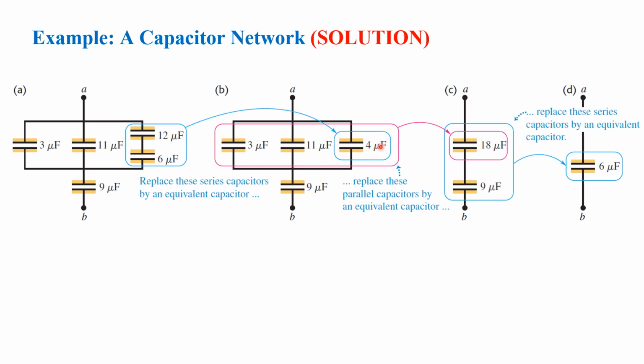And the next thing that we did was to simplify these three, which are in parallel, and these three have an equivalent capacitance of 18 microfarad. And then we're just left now with two capacitors which are in series, and we replace these series capacitors by an equivalent capacitor of 6 microfarad capacitance. So this is how you're going to get the equivalent capacitance of your capacitors in a network. So it's just a combination of your capacitors in series and parallel, and you do it until you end up with just one equivalent capacitor.